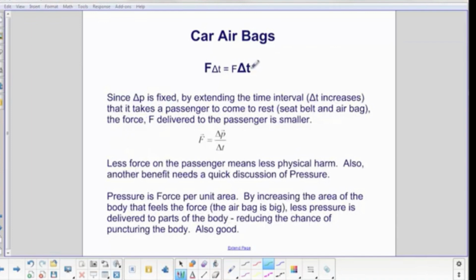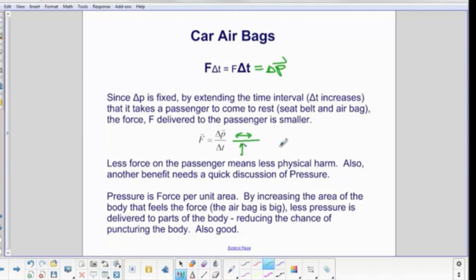We have the impulse momentum equation up here, where F delta T is equal to the change in momentum. And we did a little rearranging on the last page, and we had force is delta P over delta T. So delta P is fixed, so we just draw a little horizontal line there showing that it's fixed. Delta T, we've extended the time interval by using the seatbelt and the airbag. So delta T is going to increase.